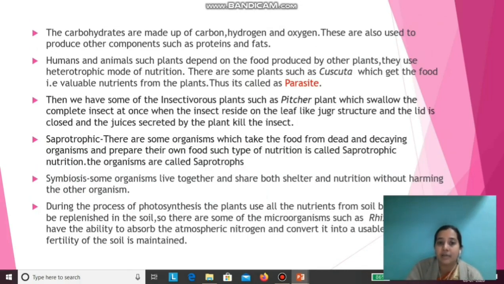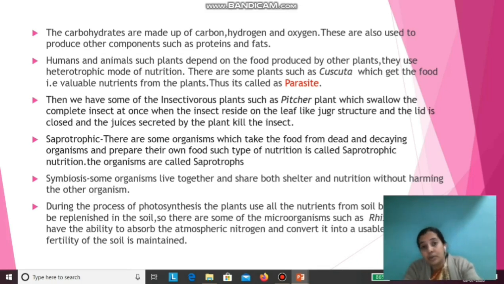Carbohydrates are made up of carbon, hydrogen and oxygen. So these carbohydrates, they are made up of three components: carbon, hydrogen and oxygen. They are also used to produce other components such as proteins and fats. So carbohydrate is produced by photosynthesis. Then how are these proteins and fats synthesized? There has to be a way, right? So they are produced by these particular carbohydrates itself.